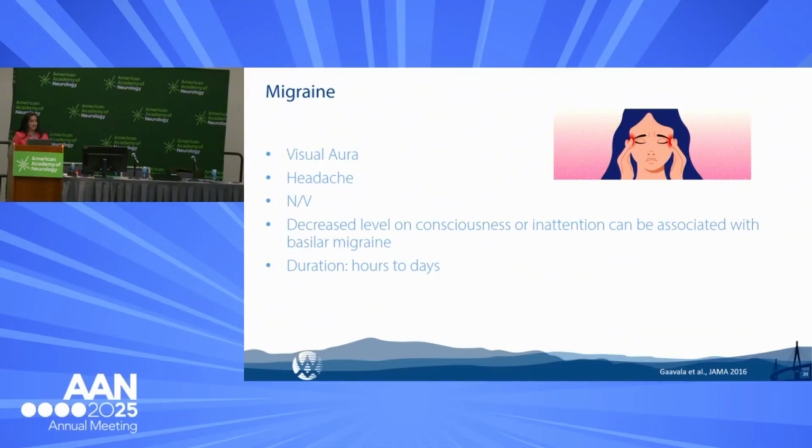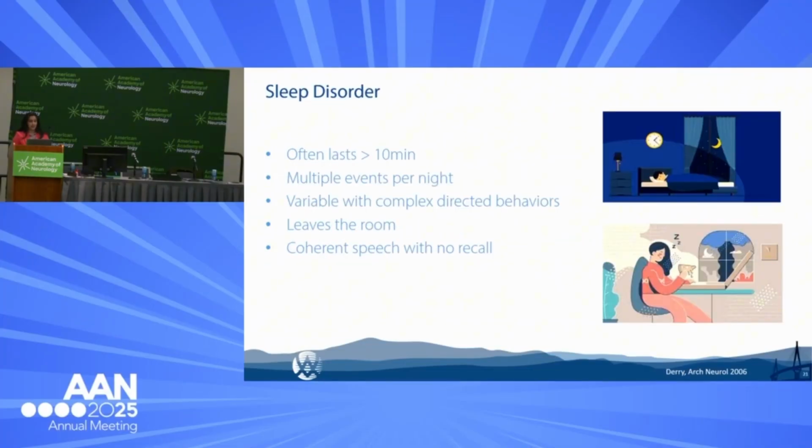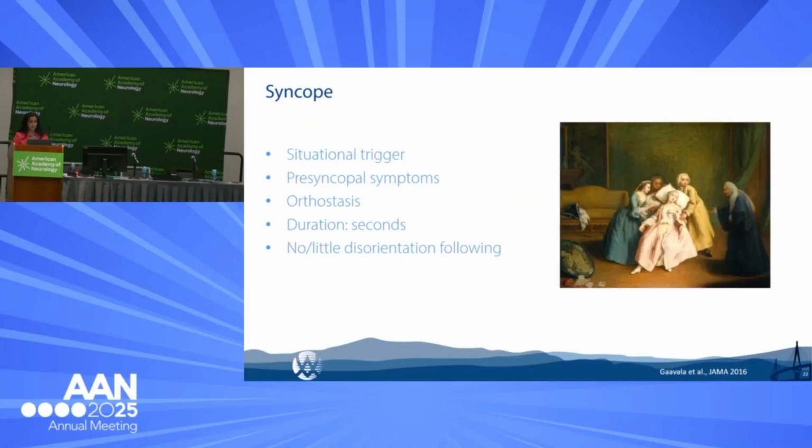With migraines, you will often have a visual aura, headache, nausea, vomiting, though you can have decreased levels of consciousness or inattention that can be associated with basilar migraine, and the duration is usually much longer, hours to days. Sleep disorders, you just heard a great talk about that, but they often last more than 10 minutes. There are multiple events per night. They can be variable complex behaviors. Patients can leave the room and they may have coherent speech but no recall.